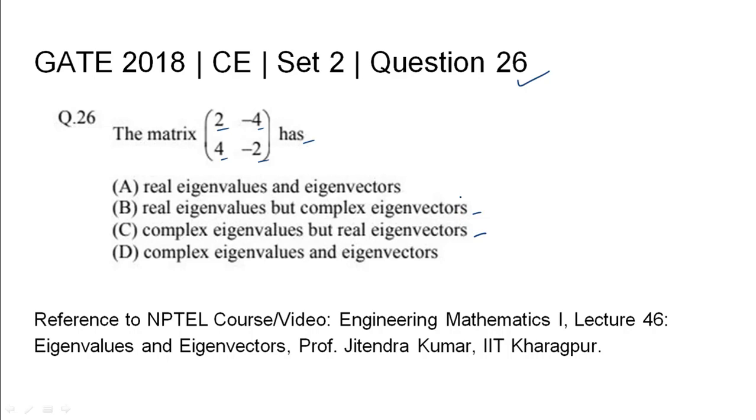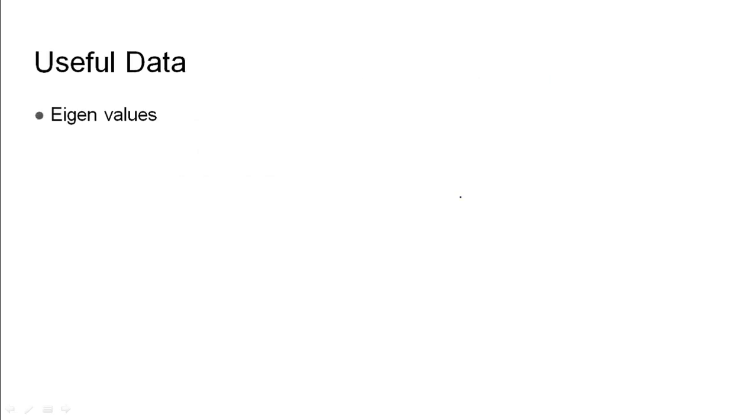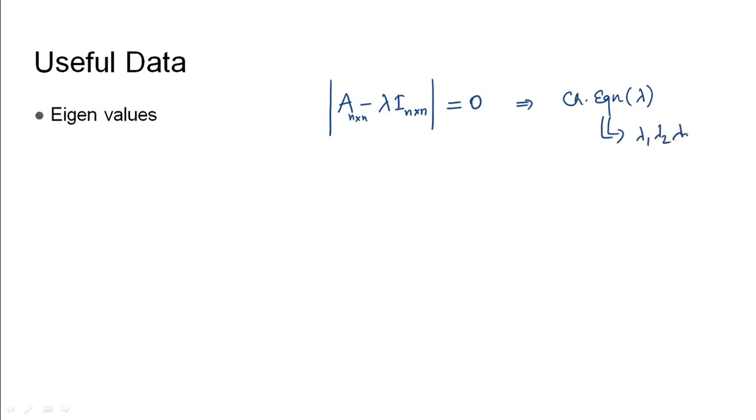The relevant NPTEL reference has been cited. Coming to the useful data, if we need to find the eigenvalues of a matrix A, we subtract lambda times the identity matrix of the same order as A. So if A is n cross n, we subtract an identity matrix of the same order. We take the determinant of the matrix and equate it to 0. This gives us the characteristic equation in terms of lambda. By solving this, we get the different lambda values, which are called the eigenvalues.